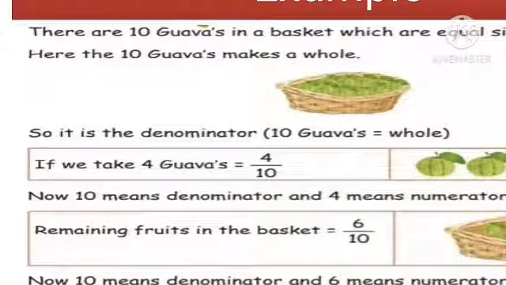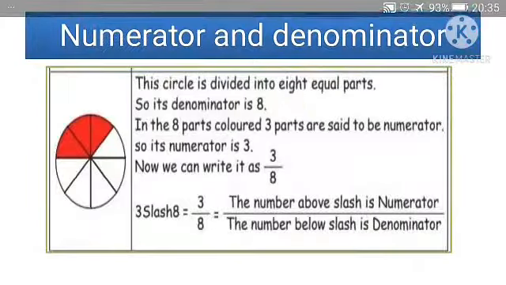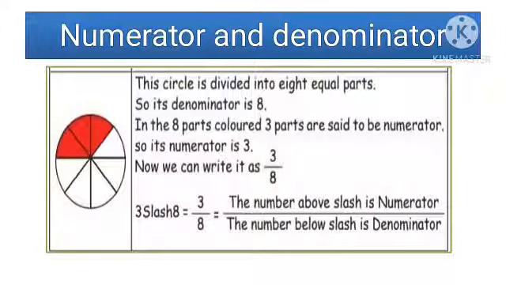Likewise, the remaining fruits. Totally we have 10 fruits. In that 10 they have taken 4. So how much balance will be there? Yes, 6 fruits will be the balance, the remaining fruits in the basket. So 6 by 10. Now 10 means denominator and 6 means numerator. We already told that the top portion of the fraction we call the numerator, and the bottom portion we call the denominator.